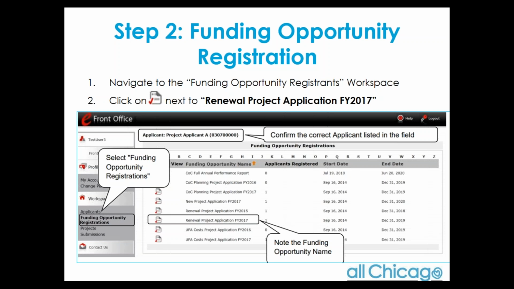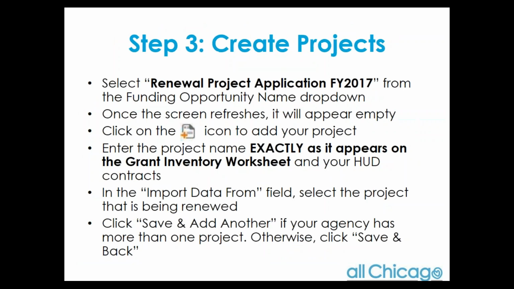This is incredibly important that you're submitting for the renewal, not a new project, and that you're submitting for fiscal year 2017 and not 2016. So please make sure that you're paying very close attention to this detail as you're registering for the funding opportunity. Great. So then that's all you'll have to do for step 2.